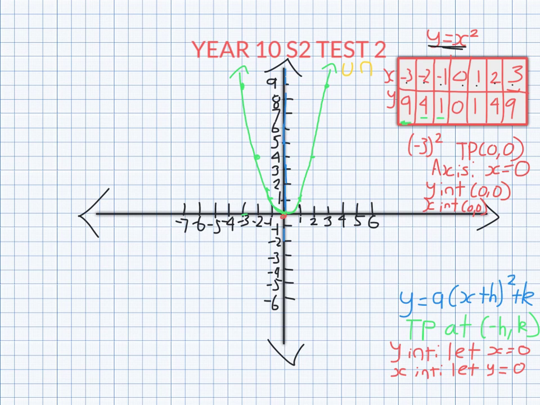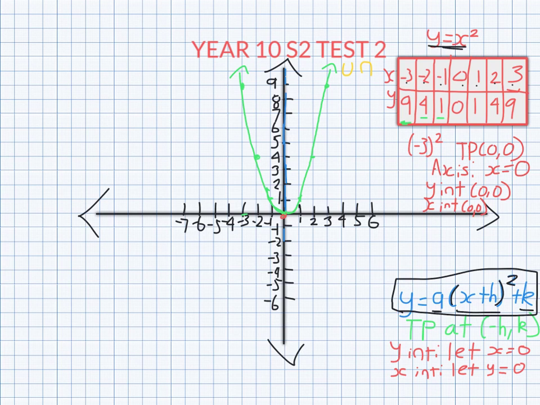As I said, we don't always want to use a table of values because it won't always tell us what these important features are. Knowing the graph of y equals x squared allows us to graph other parabolas. So if we have a quadratic equation in this form, it's called turning point form. That's where we have something times x plus or minus something squared plus something. It's got the brackets and the square. That's what makes it turning point form.